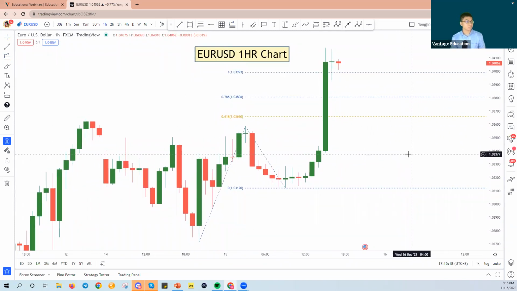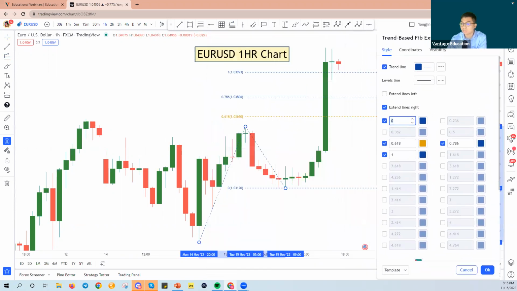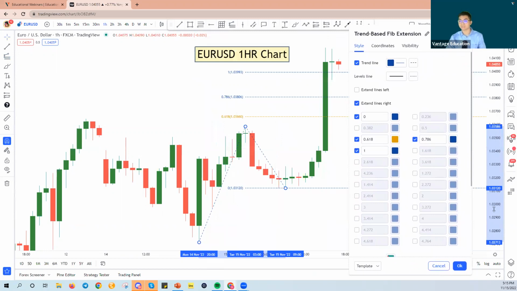So yeah, how is it so far? Can you draw it? Can you guys draw it? Is there any issues? So just to show you guys my settings, I'll just show it under style. You can copy my settings. I'll give it a moment for you guys to copy the settings.